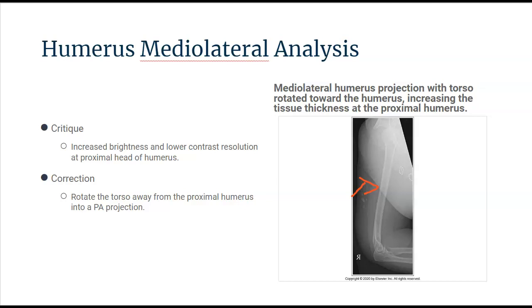In order to correct this imaging error, we need to rotate that patient's torso away from the proximal humerus. Remember, we're taking this mediolateral, so we need to make sure that we get that soft tissue away from that proximal humerus.